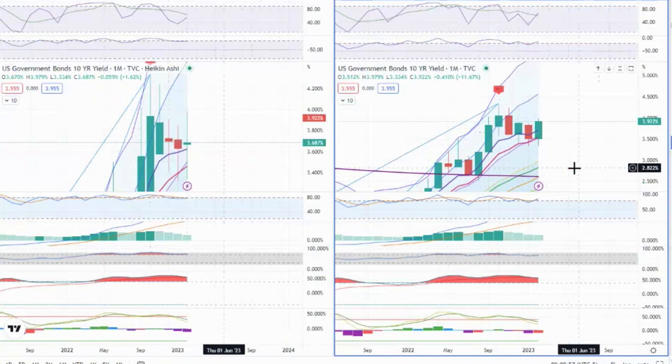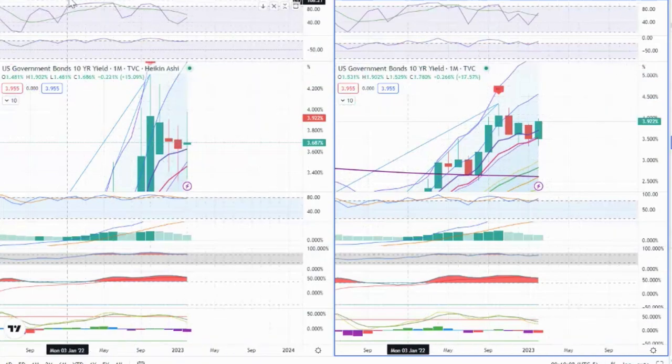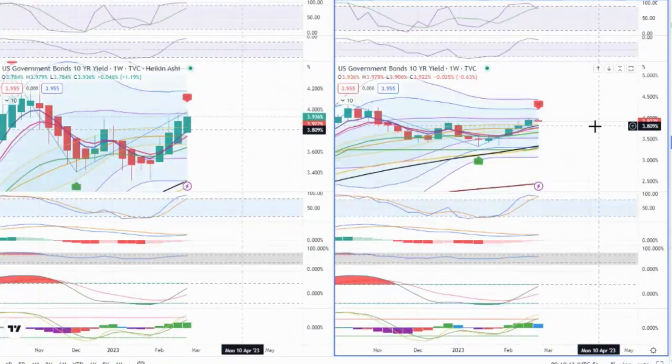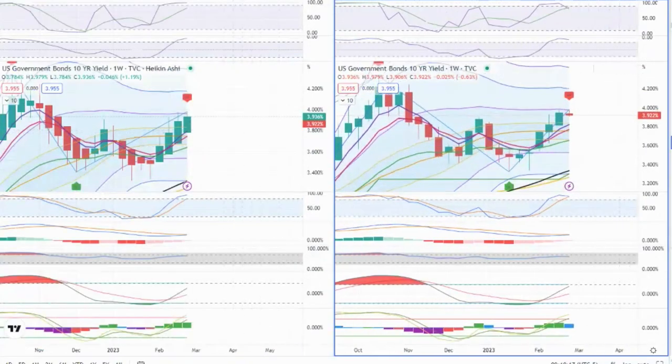But I am still expecting US 10 to keep moving higher, north of 4. I don't remember when is FOMC. Does anybody have any idea when is FOMC? March 1st, 2nd? I don't know. So probably that time you can expect another move to the upside from the 10 year.